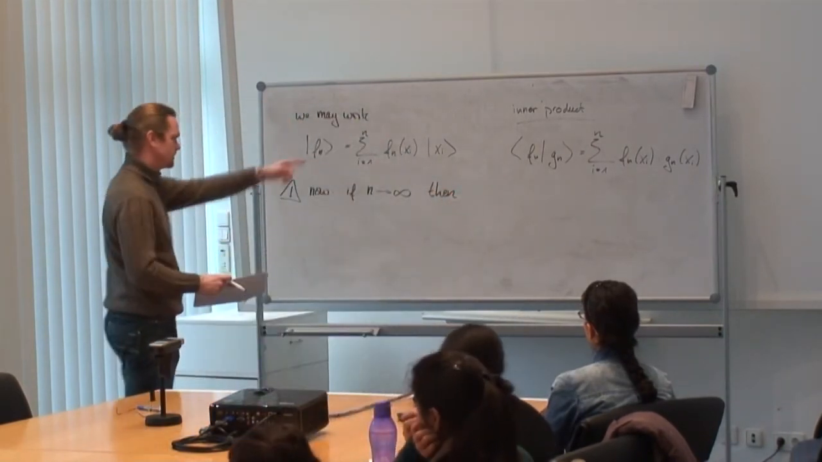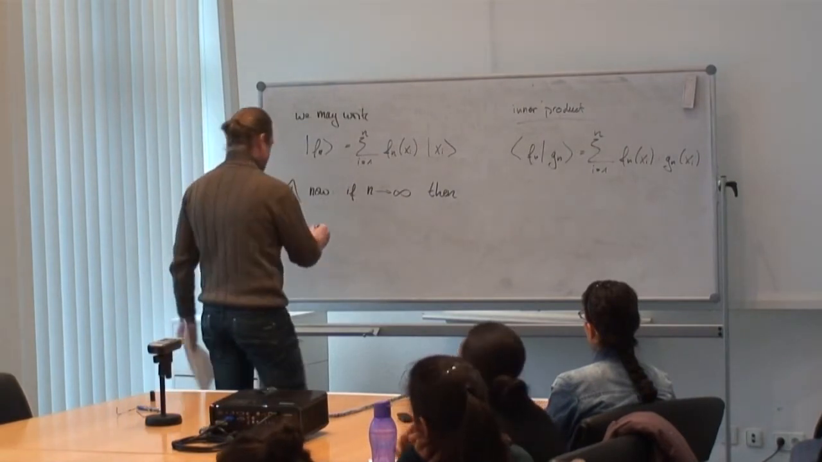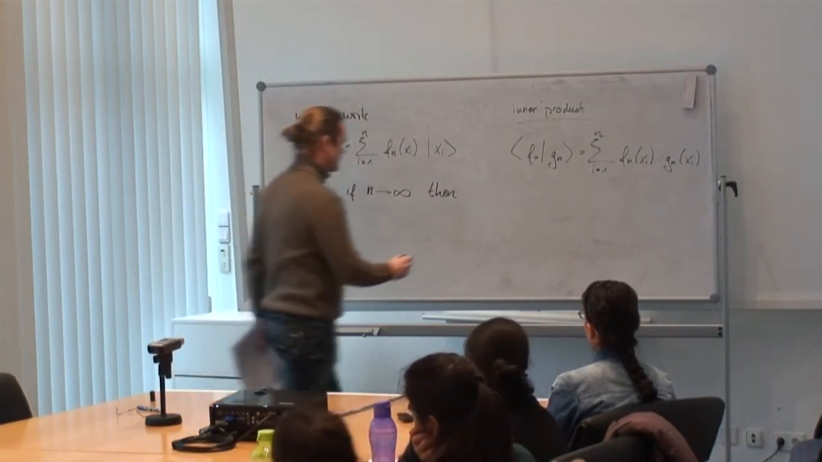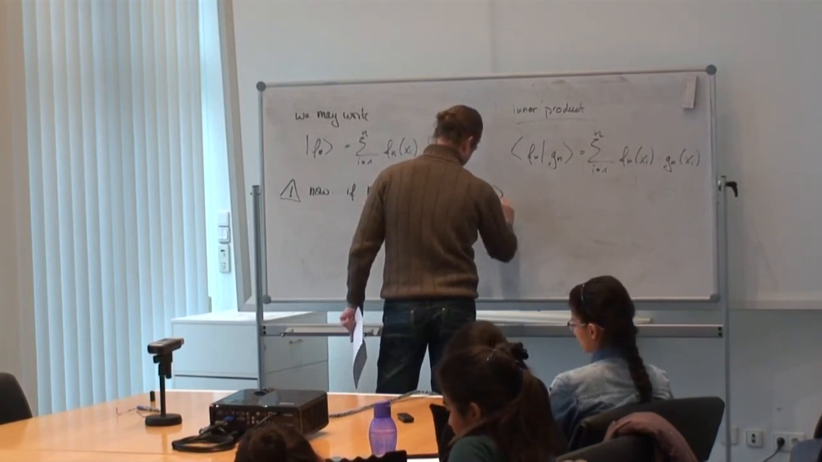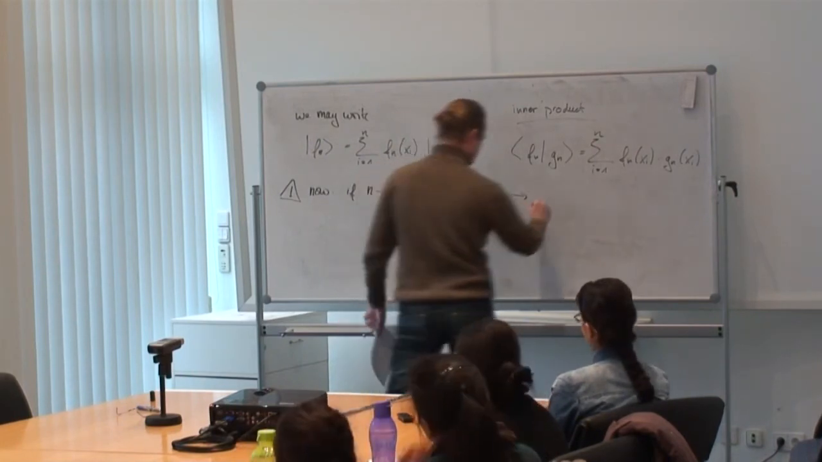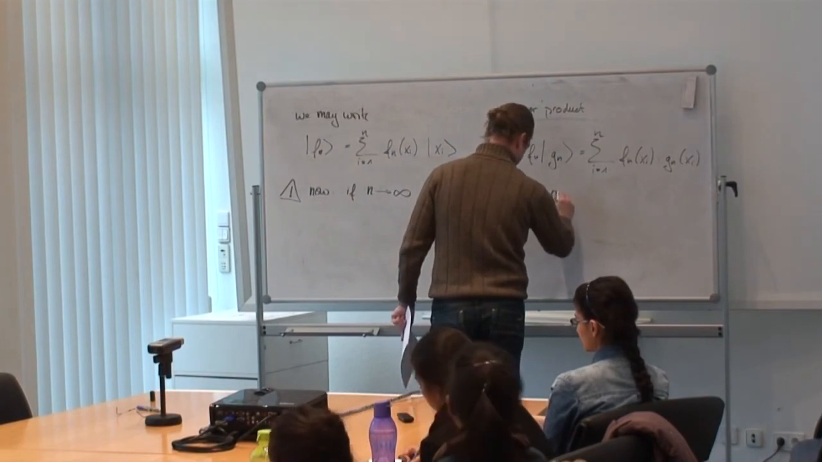I'll start with the inner product there. Then this function fn, or this ket fn, becomes this.